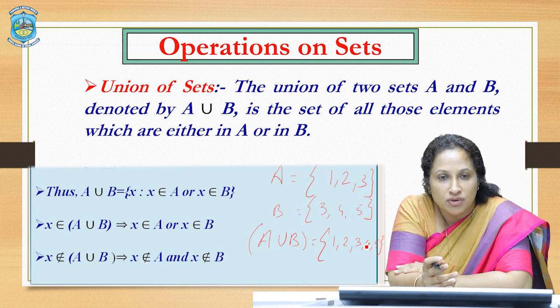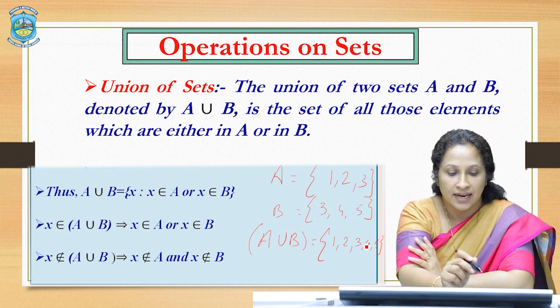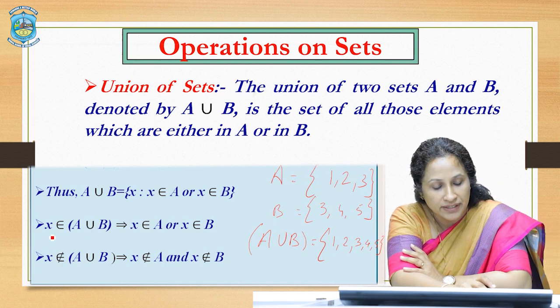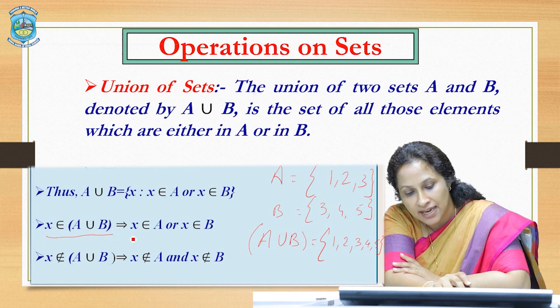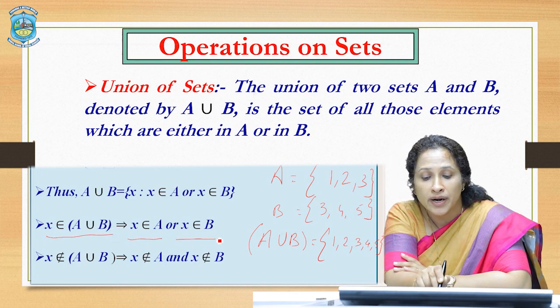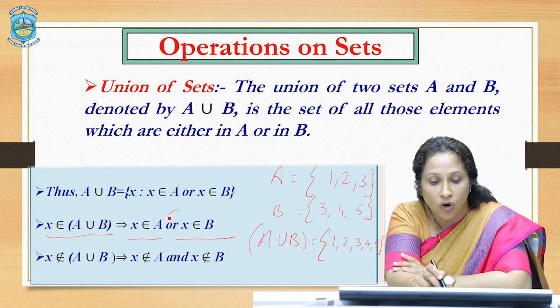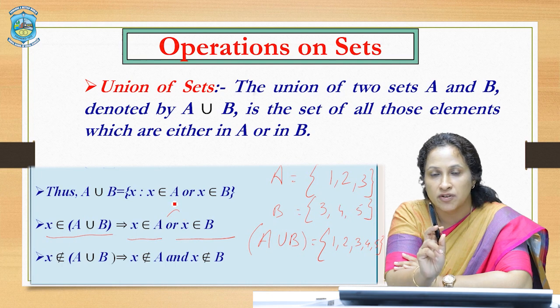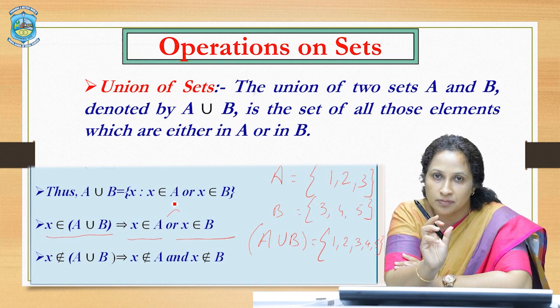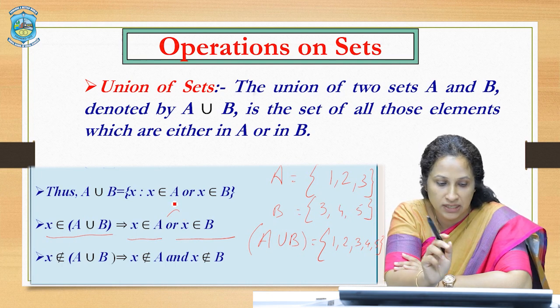So, if we want to understand it algebraically, it is also written in books like X belongs to A union B. This indicates X belongs to A or X belongs to B. Please remember a very important word here, or. So, or is a word which will help you understand that it belongs to the operation of unions.